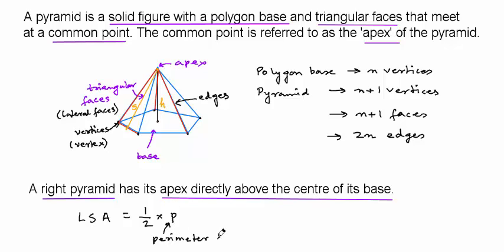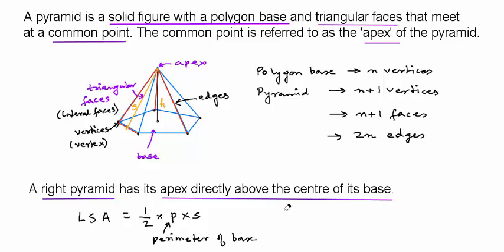Perimeter of the base times the slant height S. In other words, if you add up the areas of each one of these triangles together, the area that you get is called the lateral surface area of the pyramid. And when you add the lateral surface area to the area of the base, which is a polygon, you get the total surface area of the pyramid.